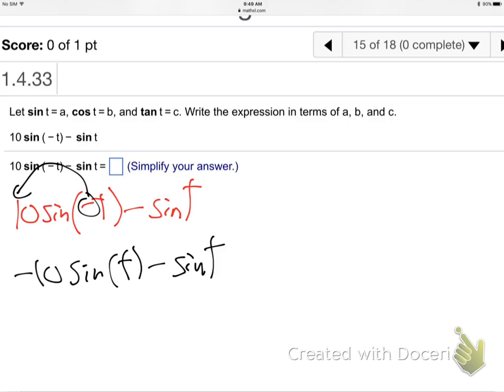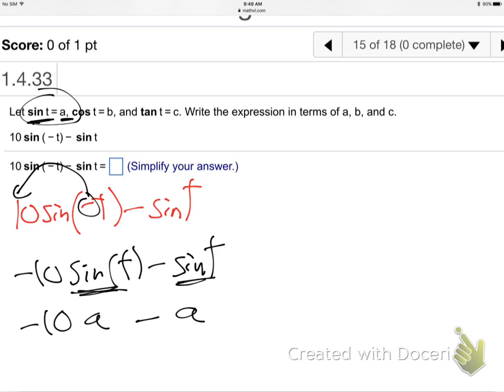And now, okay, so what? Now what do we do with this? Yeah, exactly. They're saying let sine of t just be a. It's just like calling it a new name. Like, hey, I'm going to call that dog Rover. We're just giving it a name. We're just saying, hey, sine of t, I'm going to call you by the name a now. That's all they're saying there. So this is minus 10a minus a. Just renaming. That's all we're doing.